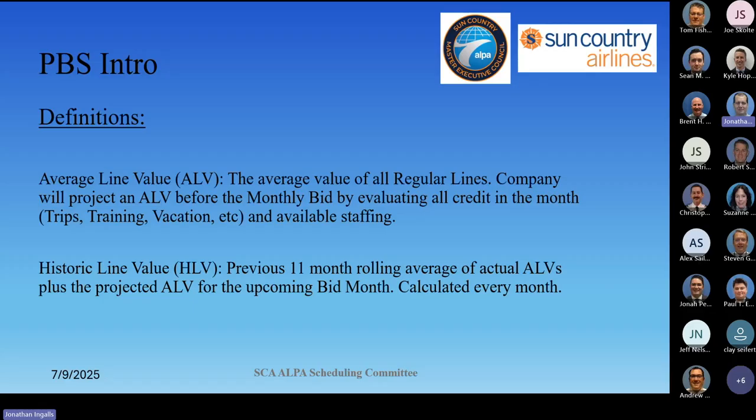A historic line value, I like to think of that as the average line value. It's just what the average line value has been in this airline for the past 12 months. Well, 11 months, including the current month. So why is that important?